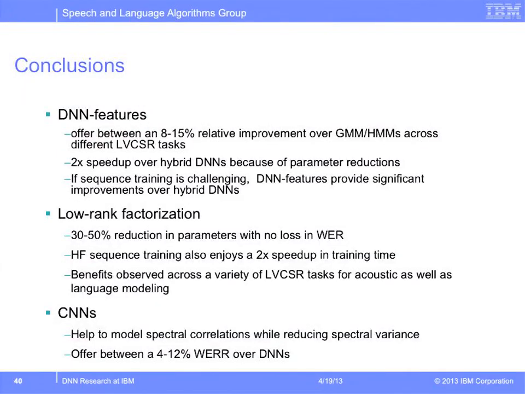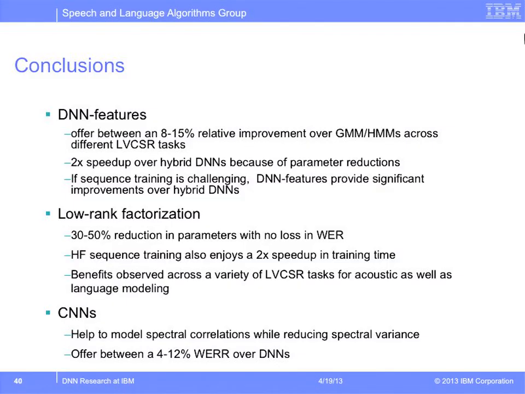Let me conclude the talk with the 3 areas that I talked about. First, DNN features, which we found to offer between 8 to 15% relative improvement over GMMs across many different tasks. The benefit over hybrid DNN is that it allows for a 2 times speed up in training because of the reduction in parameters. And if sequence training is challenging, this type of idea gives a significant improvement over hybrid DNNs, which are just cross-entropy trained.